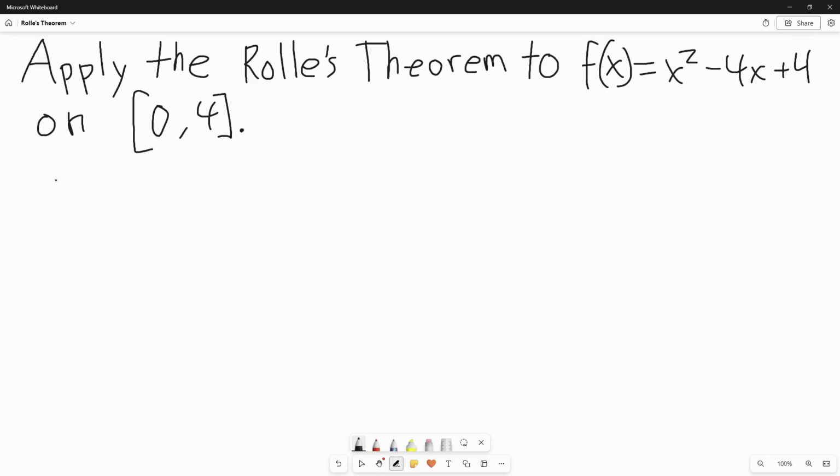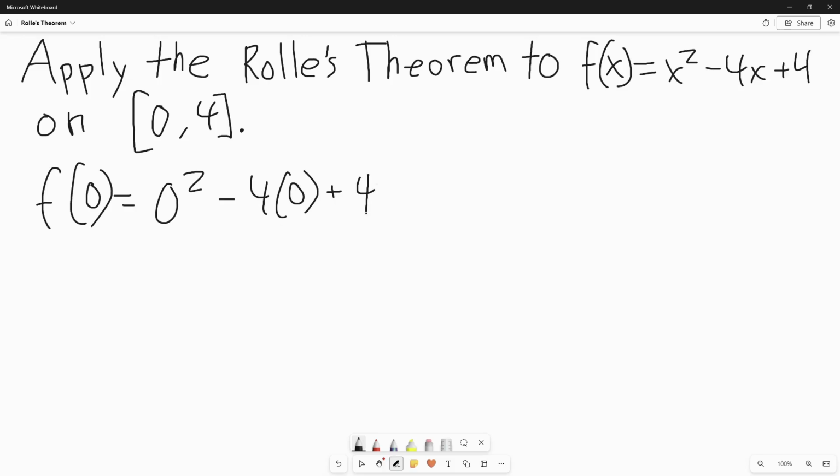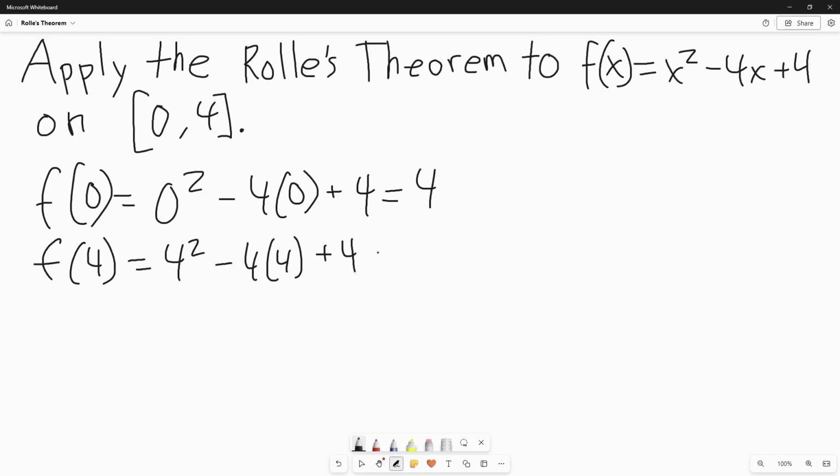So first, let's check f of 0. This is equal to 0 squared minus 4 times 0 plus 4, which is equal to 4. Now let's check f of 4, which is equal to 4 squared minus 4 times 4 plus 4, which is 16 minus 16 plus 4, which is also equal to 4.